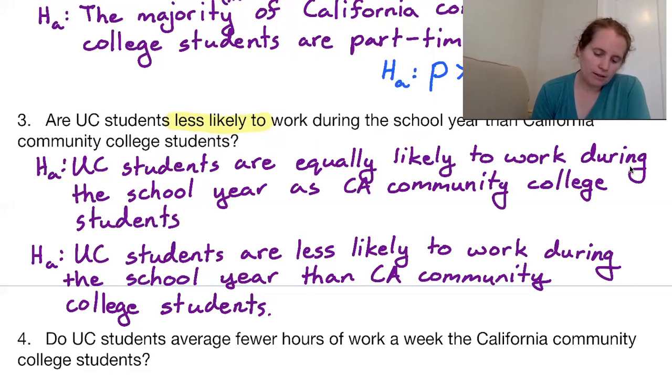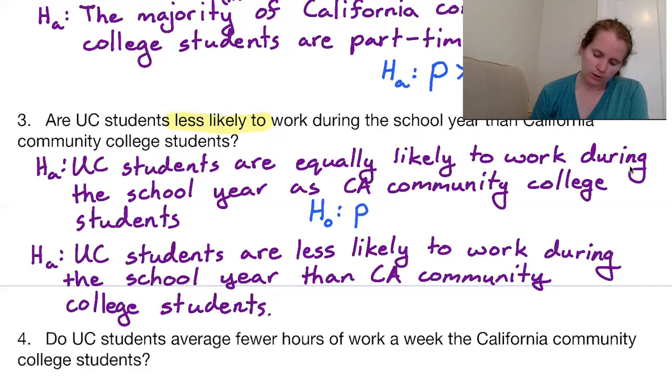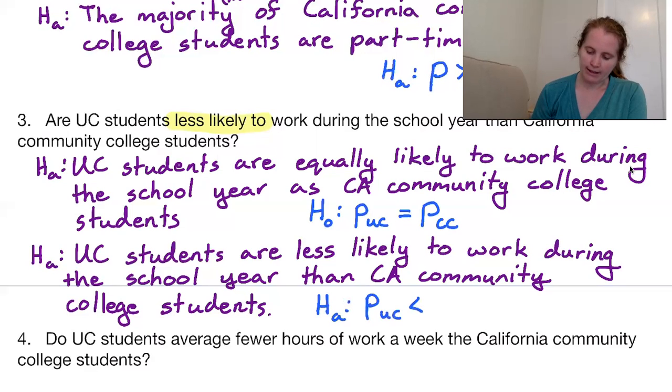So our hypotheses, our null hypothesis, we are dealing with proportion. Whether or not someone works during the school year is a categorical variable. And we have that the proportion of UC students who work during the school year is the same as the proportion of community college students. Versus for our alternative hypothesis, we have that the proportion for UC students is less than the proportion for community college students.